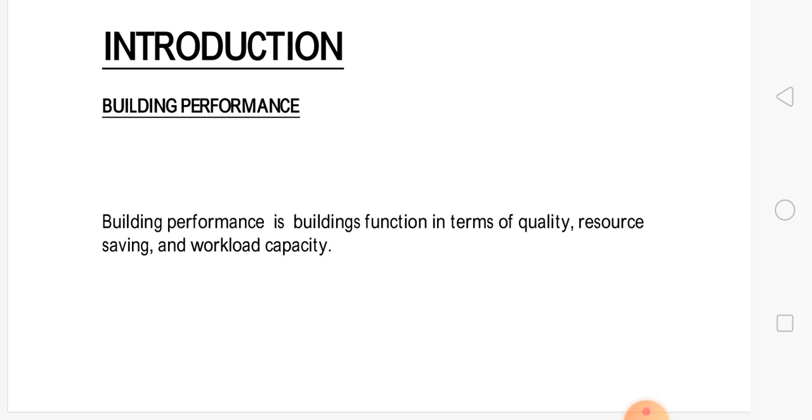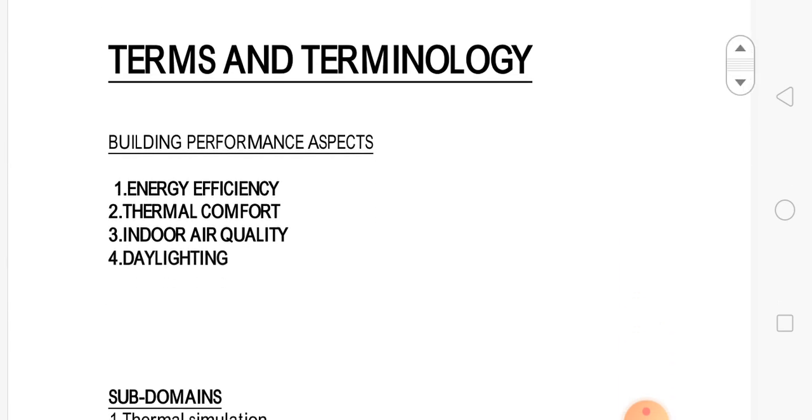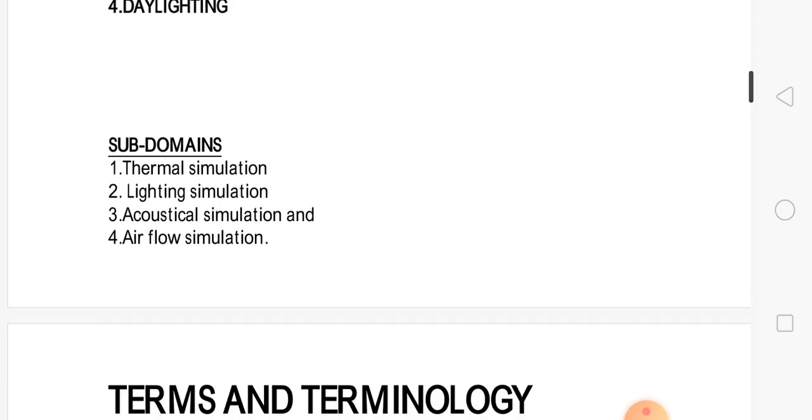and workload capacity and capacity for services and what all other loads we need to cater. So we will discuss the terms and terminology in building performance, like aspects. So building performance aspects are energy efficiency, thermal comfort, indoor air quality, and daylighting. So these terms are our main aspects, and we calculate for these terms and then we analyze the building performance.